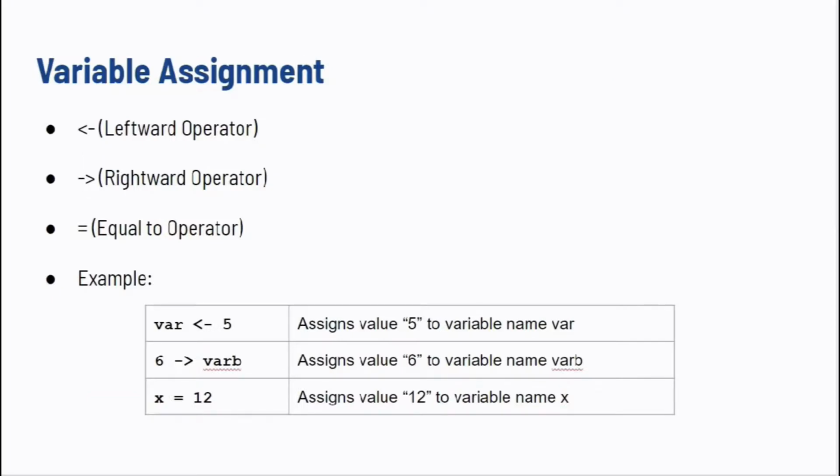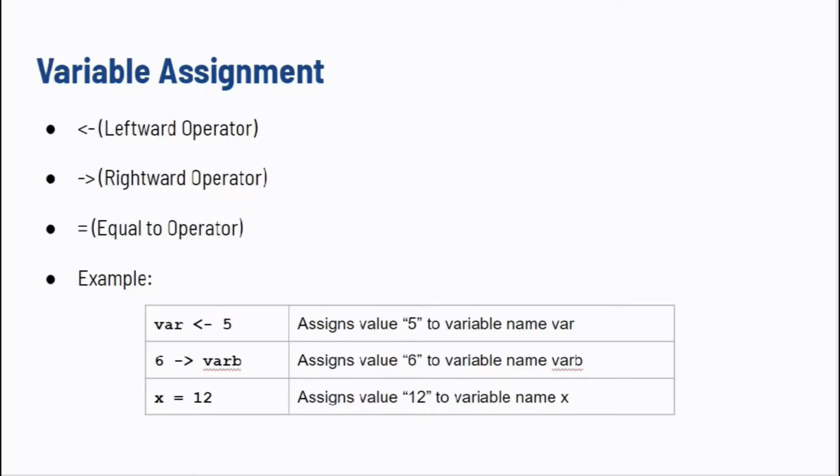Till now we have seen how to name a variable. Next, we will see how you can assign a value to a variable in R. Now there are three ways to declare a variable in R. You can either use a leftward operator, a rightward operator, or an equal to operator to assign a value. All of these methods will work fine.